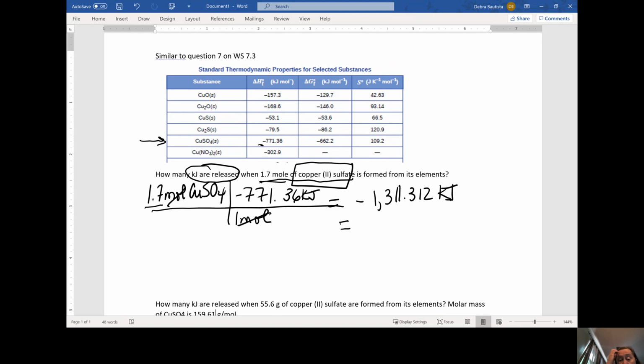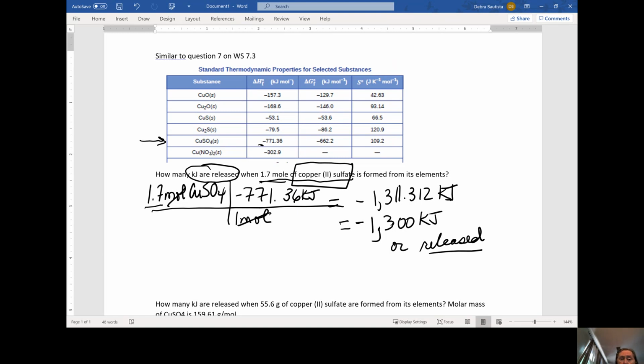I have two significant figures here, so I can only have two in my answer. So this would be 1,300 kilojoules, and you could either put in the negative sign or you could write released. I think it's probably easier just to use that negative sign.